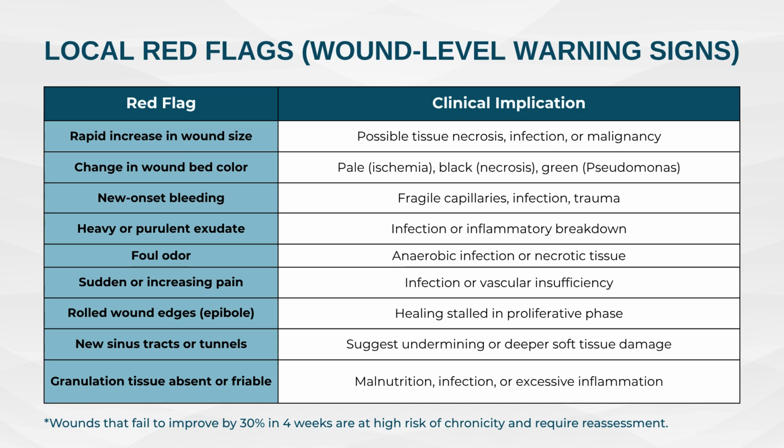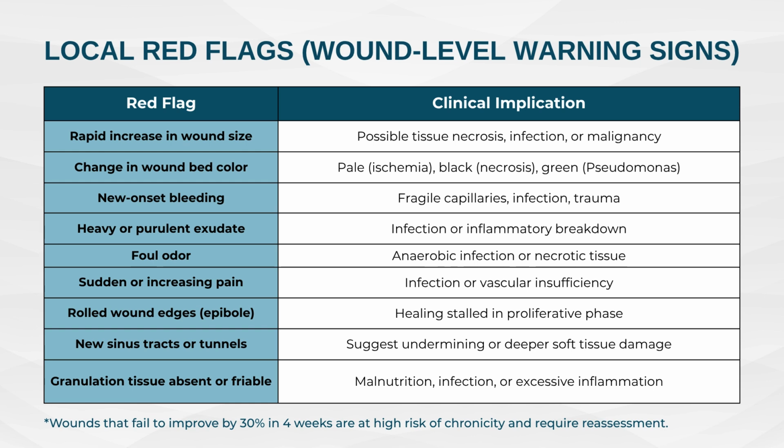Heavy, purulent exudate, a sign that bacteria are multiplying faster than the immune system can keep up. Foul odor, anaerobic bacteria at work, always a bad sign. Sudden or worsening pain, especially in a wound that used to be painless, often signals infection or necrosis. Rolled wound edges, called epibole, indicate a chronic, stalled wound. Sinus tracts or tunnels. These hide infection deeper inside. Poor granulation, fragile or absent tissue may indicate malnutrition, infection, or poor perfusion.